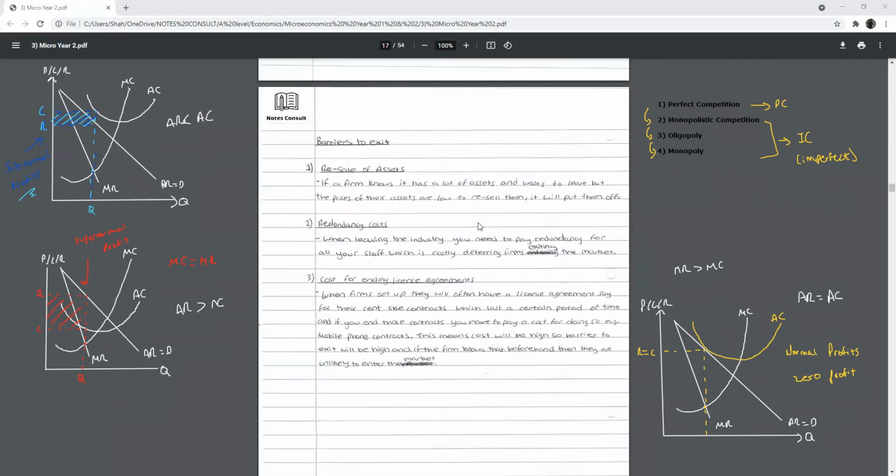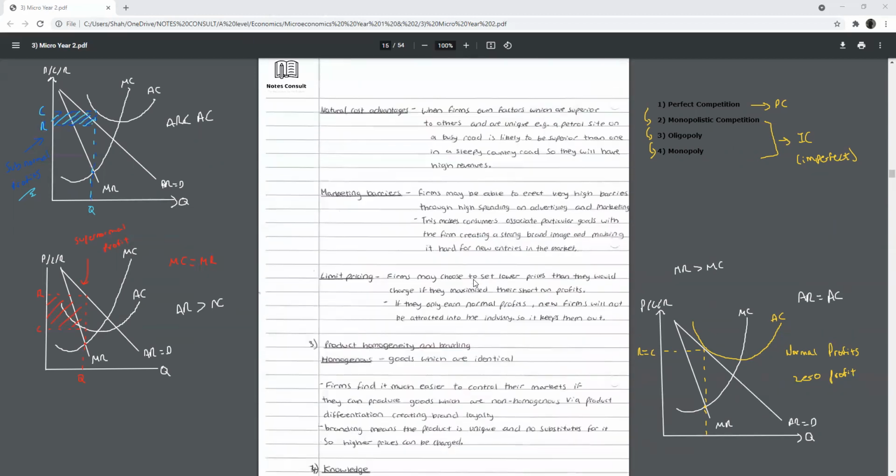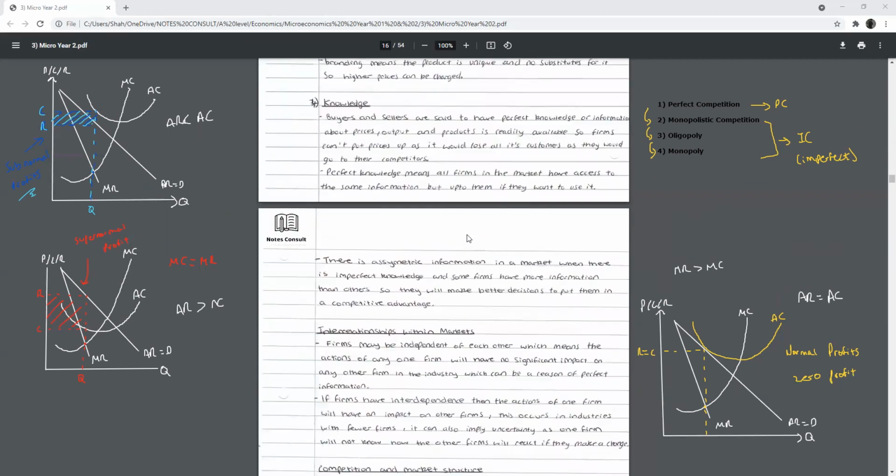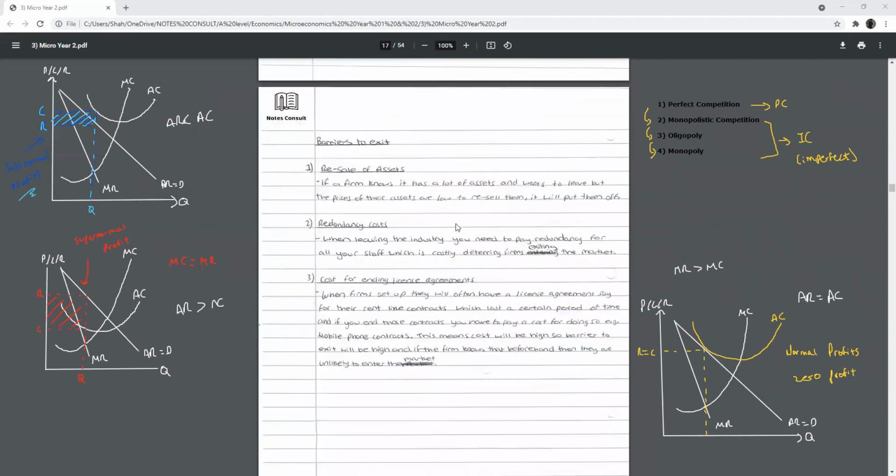Last thing is the barriers to exit. So we saw the barriers to entry here. These are the different barriers to entry. So what stops someone coming into the market? But what stops someone, if they're in the market already, from leaving the market? By the way, firms that are already in a market are called incumbent firms. If you ever hear that word, incumbent firms, that means they're already in the market.